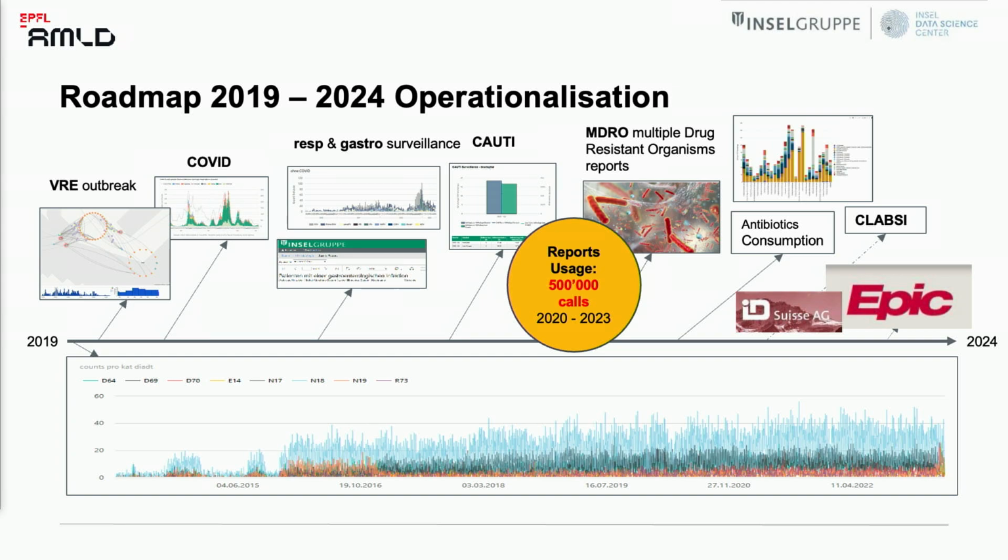Then a lot of operational dashboards, now AMR, so multi-drug-resistant organism reports, antibiotic consumption. And now, 3 weeks ago, we went live with the EPIC system, and our system is running, so we are really happy to have our data-driven approach just with a new source.